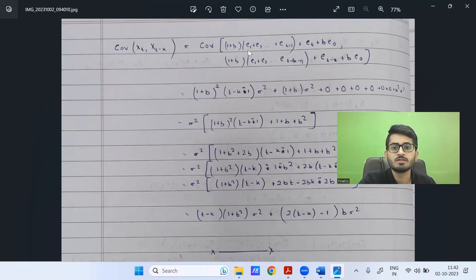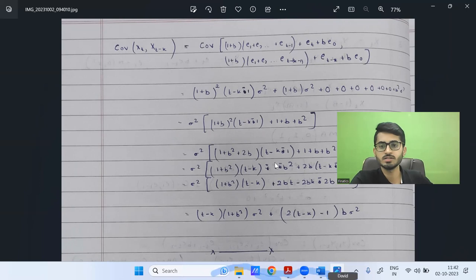So covariance of (1 + b)e_t minus 1 plus e_t plus b naught, and then x_{t-k}. In x_{t-k}, instead of t, you can write t minus k over here. So ignore the brackets over here. This is just going to be t minus k minus 1 only. Earlier I had done t minus of k minus 1, which was incorrect. So later on, you'll see there are cuttings. I made that change. This will be e_{t-k}. This is going to be b e naught itself.